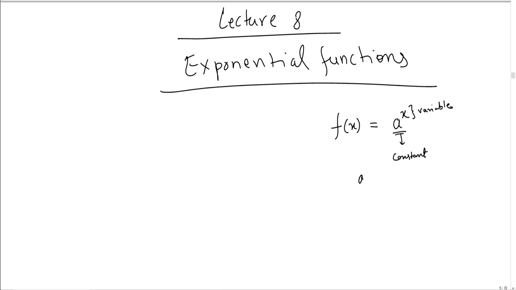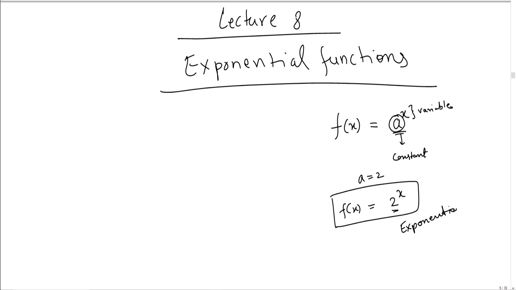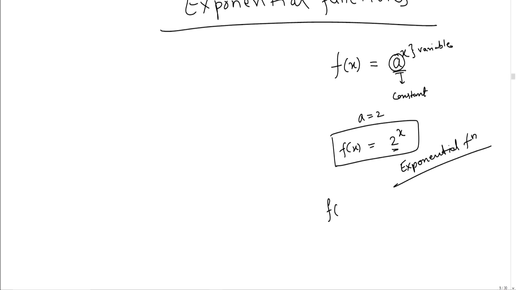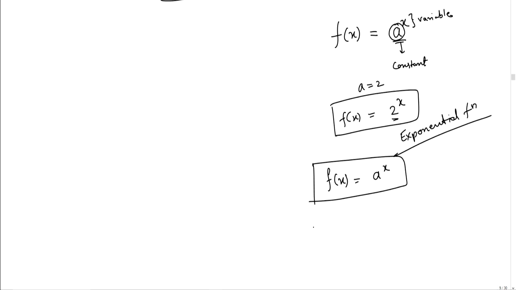So, for example, a could be equal to 2. That means this function is, let us say, 2 to the power x. So, this is a function where the base is some constant and the exponent is a variable. We call such functions exponential functions. So, this is the generic form of an exponential function, f of x equals a to the power x, where a is some constant. It would be a real number.